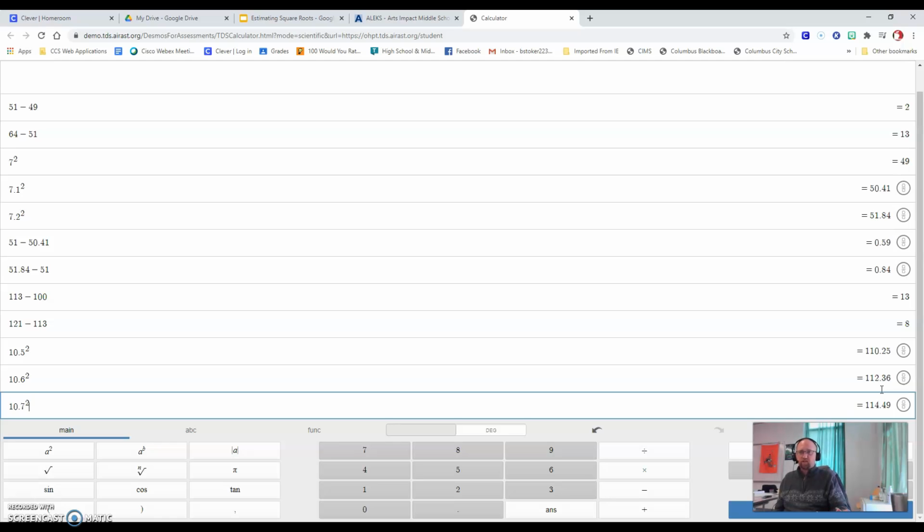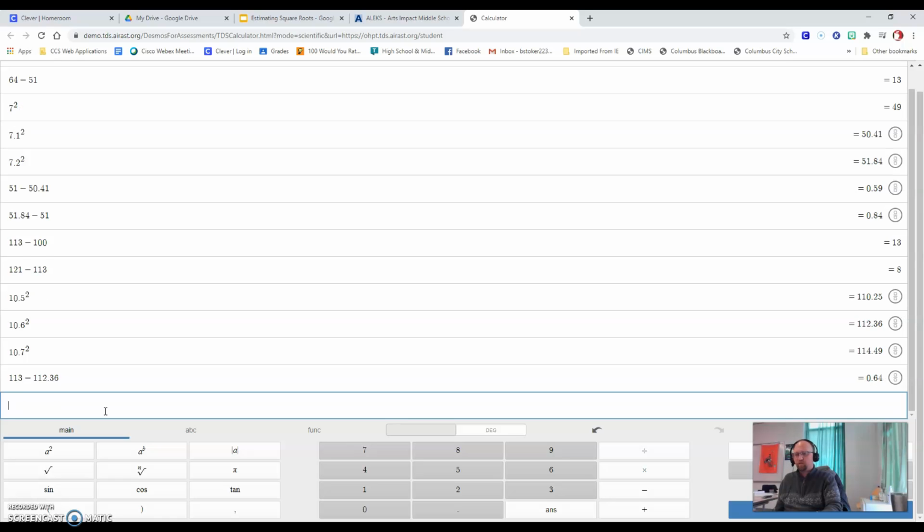But which one is it closer to? This is one of those ones where, like I said, I would think you maybe could look at it and see, but if not, don't hesitate to do the extra subtraction step. Just do this, 113 minus 112.36, and that's a difference of 0.64. Then do 114.49 minus 113, and that's 1.49.